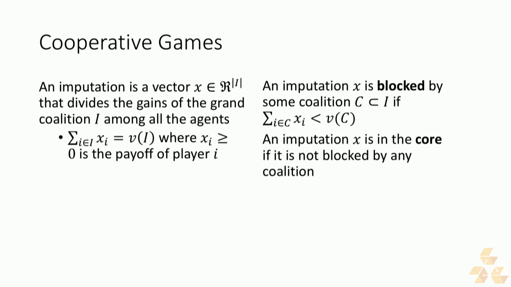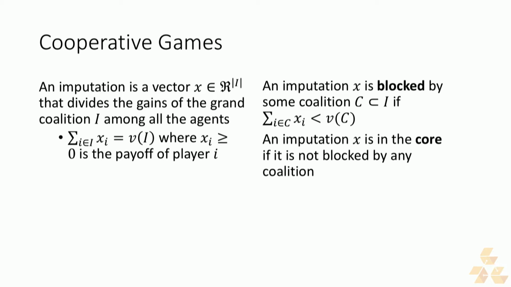We have two constraints on this payoff vector. First of all, we want the sum of the rewards of all the players to be exactly the value of the grand coalition, the value of the entire set of players. And the second constraint is that we want the payoff of every player to be non-negative. We don't allow some players to subsidize the other players.